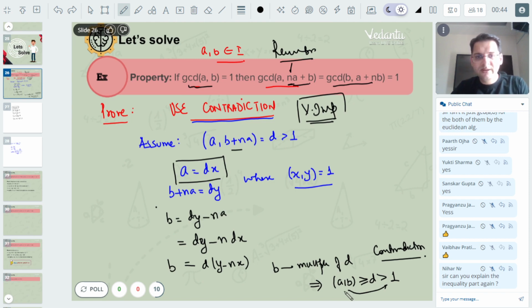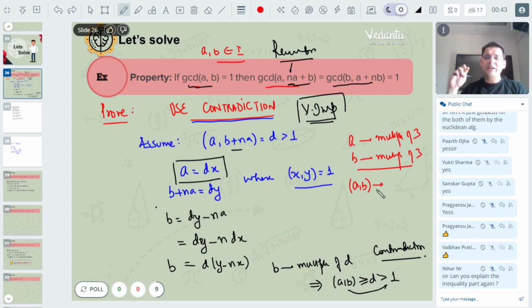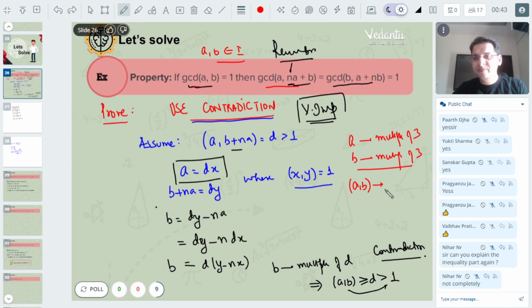Nihal, this is not inequality. See, Nihal, if I say a is a multiple of 3, b is also a multiple of 3. What is the GCD of a and b? First of all, can you pinpoint the GCD of a and b? Can you carefully say that the GCD of a and b has to be fixed only, if both of them are multiples of 3? So can I say, see, minimum it is going to be 3, but it can be more than 3 also.